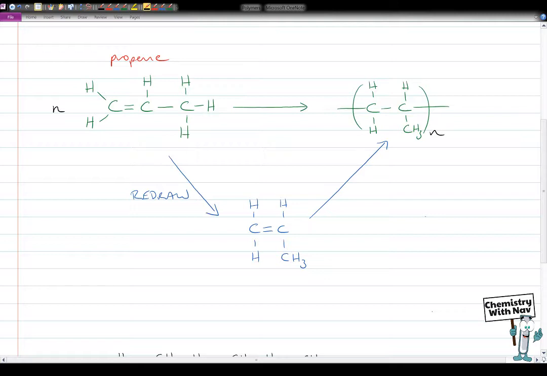So if you can redraw your alkene, that will show you the structure of what it is you're making quite clearly. And in terms of naming it, nice and easy, use the word poly, open the brackets, propene. And it retains its name because of the molecular formula. It's a repeat of still C3H6.